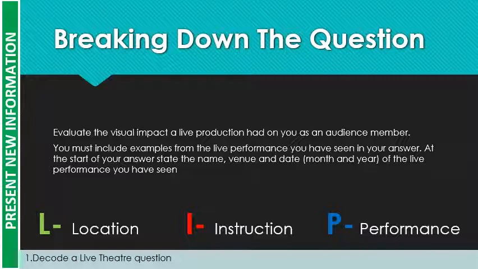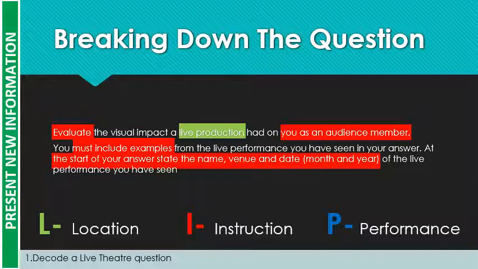At the start of your answer, state the name, venue, and date, month, and year of the live performance you have seen. So let's break it down together. The location: a live production. So you could talk about the whole thing. It doesn't say evaluate the visual impact from the opening moments, or of one scene. It says evaluate the visual impact of a live production. So because it's not specific, you can talk about the whole thing.